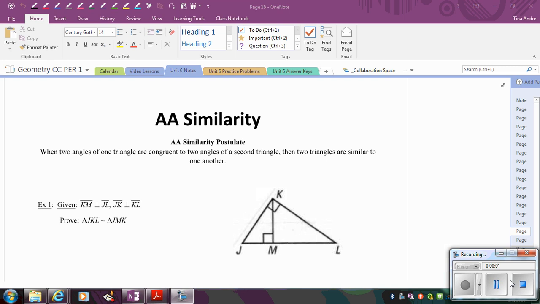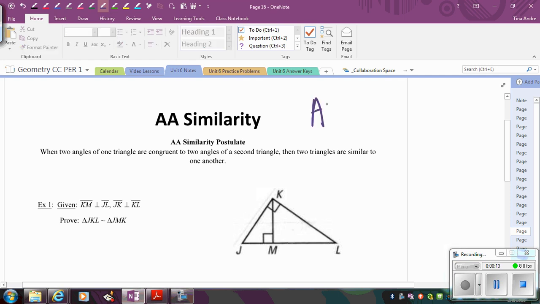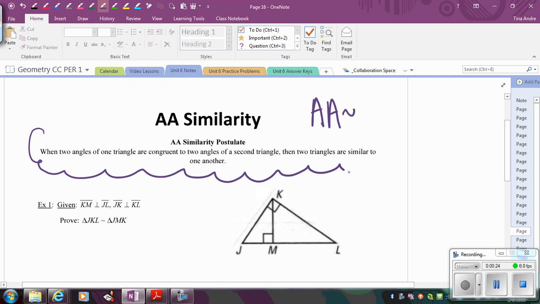In this lesson, we're going to start looking at how to prove similar triangles. One way to prove that two triangles are similar to each other is to use what we call angle-angle similarity, or as a shortcut, you can write AA with the similarity symbol. What this really means is if you have two sets of congruent corresponding angles, then the two triangles must be similar to each other.